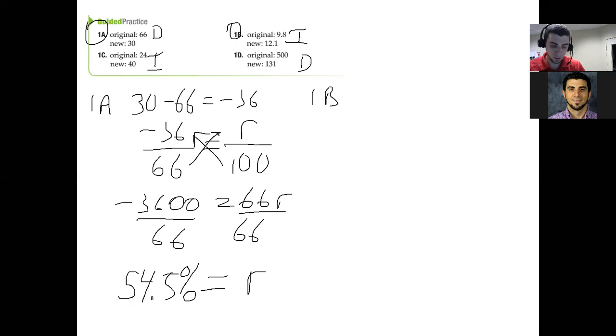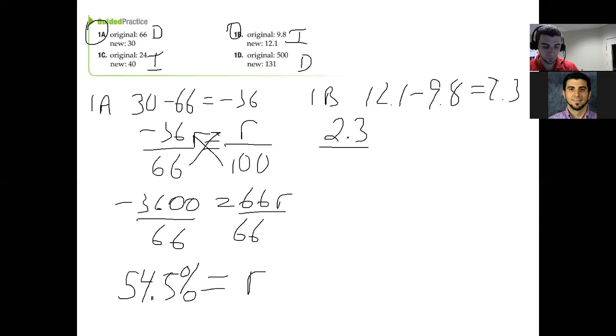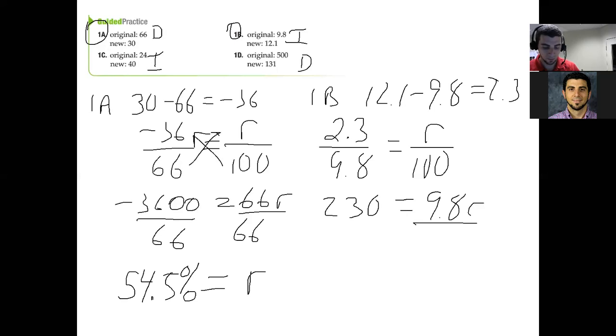So 1B. This one. The new minus the original is 12.1 minus 9.8. You get 2.3. Oh, back to 1A real quick. You would say this is a percent decrease of 54.5%. So 1B, the change over the original equals the rate over 100. So you got 230 equals 9.8R. Divide both sides by 9.8.